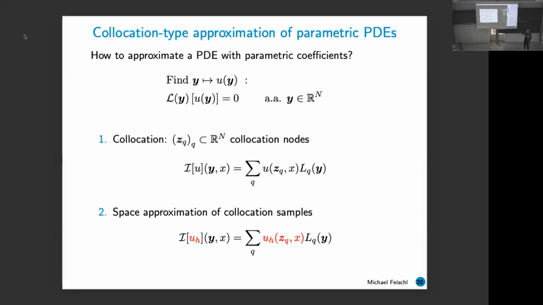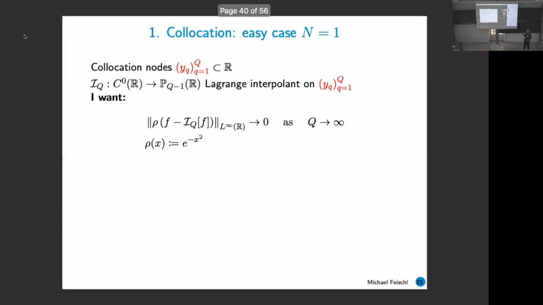The only new thing is that, of course, we cannot use the finite element method anymore for approximating the spatial samples, because this is a time-dependent PDE, and it's actually non-trivial to solve. So what we want is, and now we also have an unbounded parameter space, approximation on R with some Gaussian weight. So that's the 1D case.